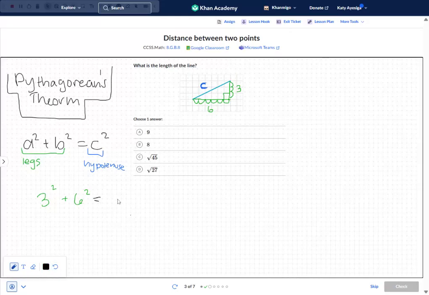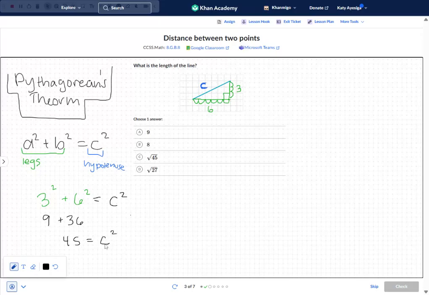All right, so 3 squared plus 6 squared is going to equal, we'll just keep it black, C squared. That's our unknown that we're trying to find. 3 squared is going to be 9. 6 squared is going to be 36. Let's see, 36 plus 9 is going to be 45, equals C squared.